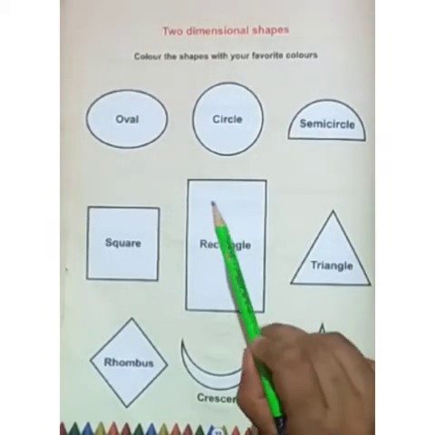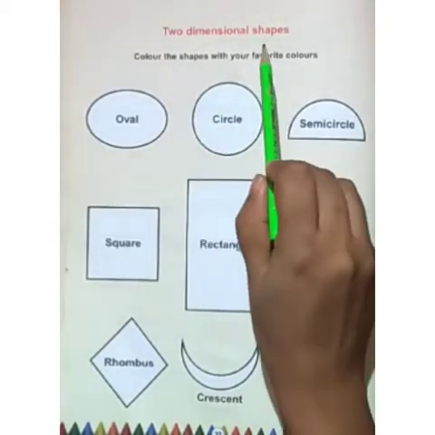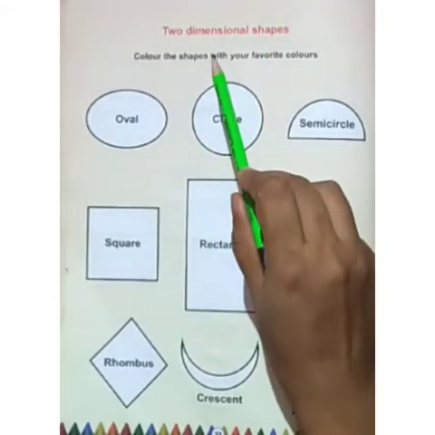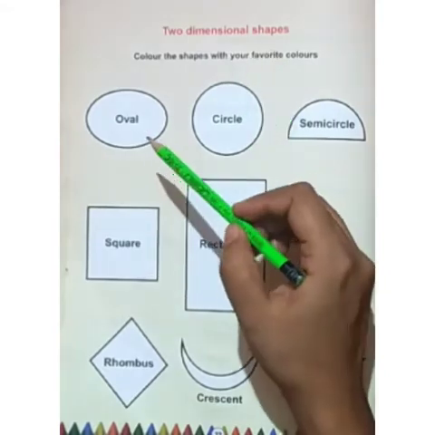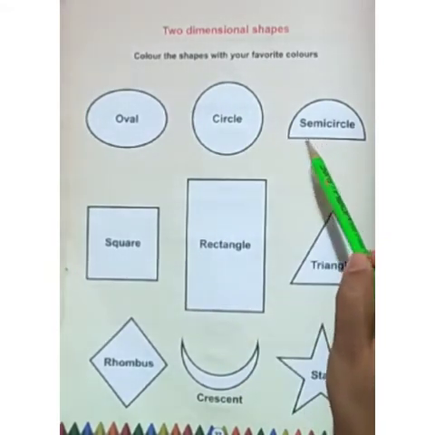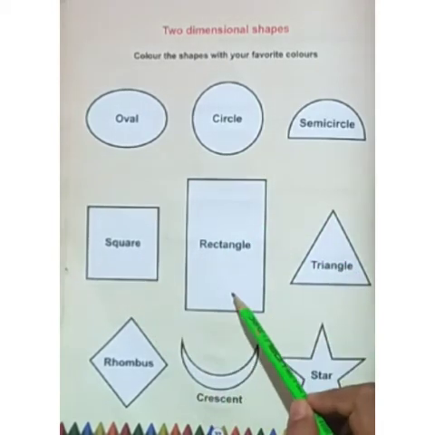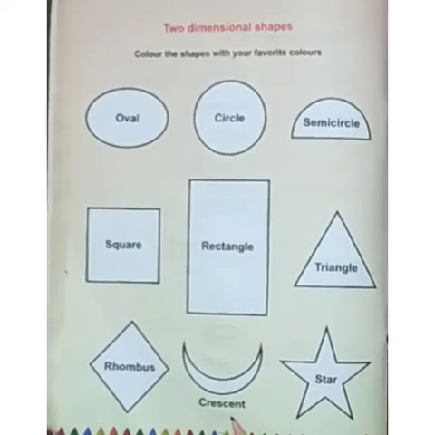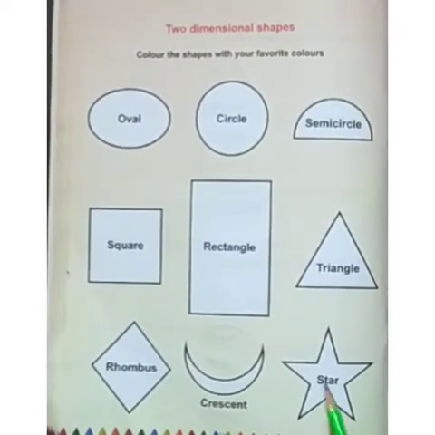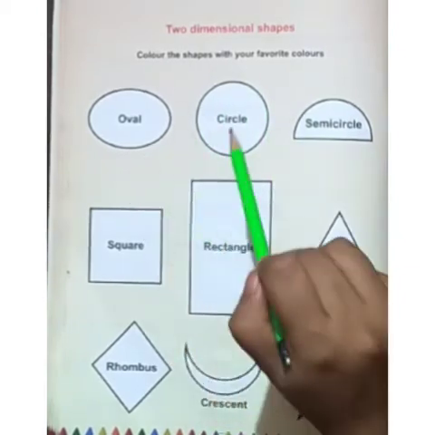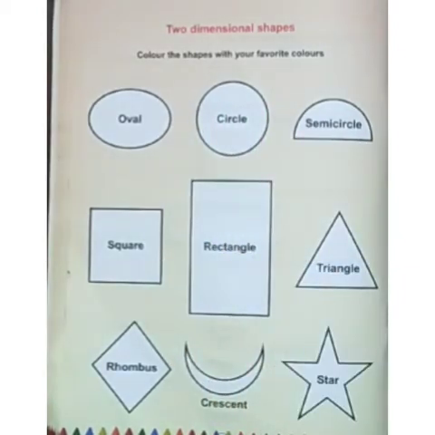Dear student, now we are going to learn two-dimensional shapes. Here are some examples of two-dimensional shapes: oval, circle, semicircle, square, rectangle, triangle, rhombus, crescent, star. Color the shapes with your favorite color. You can color the shapes. Now let us color the shapes, children.